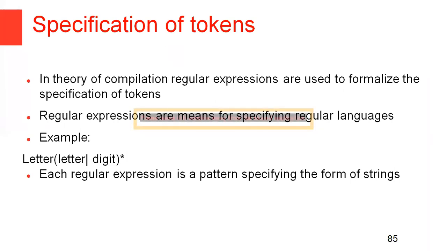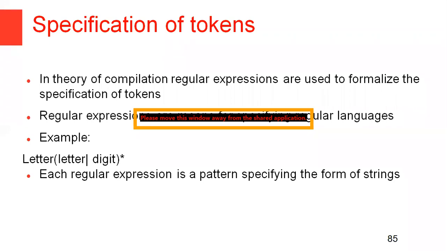For example, if L1 and L2 are two languages, then L1 union L2 is the union operation. Concatenation: if L1 and L2 are two languages, then L1 dot L2 is the concatenation of the two languages. And closure, Kleene closure of a language: if L is a language, we use L star, which is the closure of the language. So these are the general operations on languages.